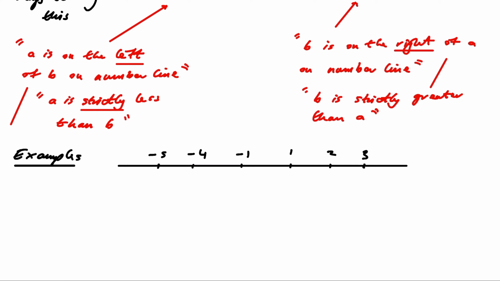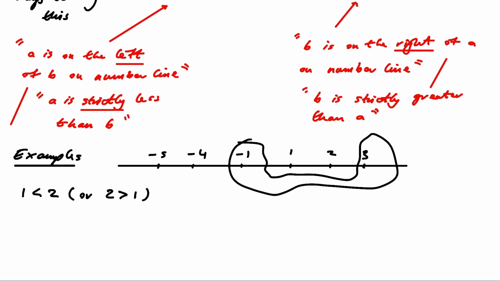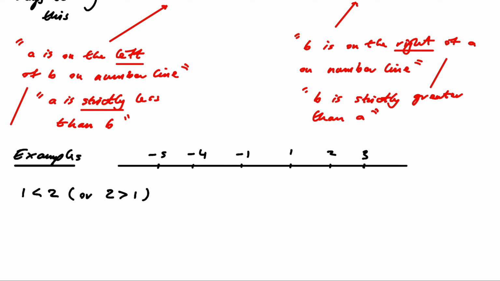So I could write that as 1 is less than 2. Or you could write 2 is greater than 1. Nothing wrong with that. Other examples, we could have, I don't know, 3 and -1, let's say. So 3 and -1 are these guys. Clearly -1 is to the left of 3. So we could write -1 is strictly less than 3, or equivalently, 3 is strictly greater than -1.